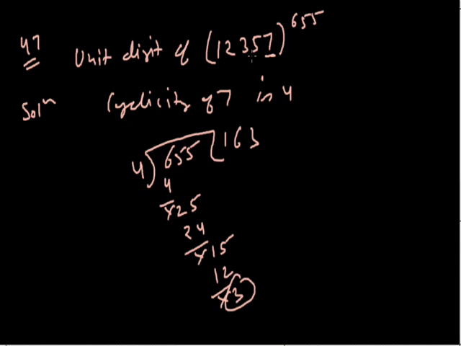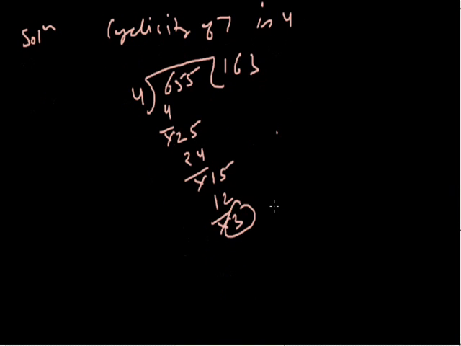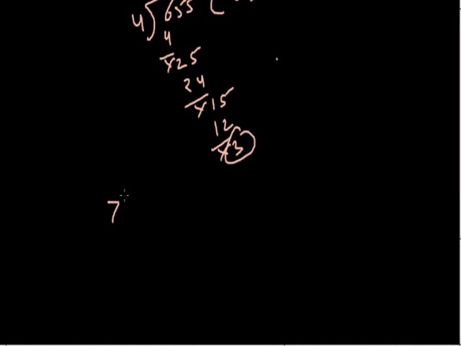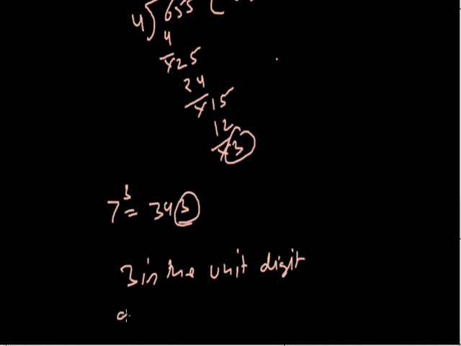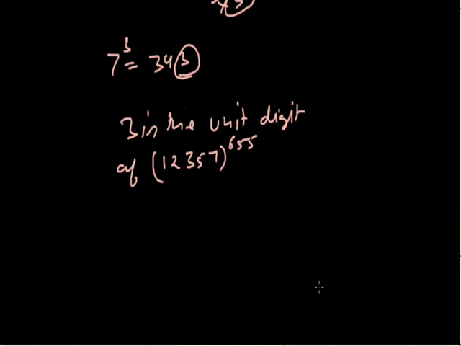So the unit digit of this number should be equal to the unit digit of 7 raised to the power 3, which comes to be 343. So 3 is the unit digit of 12357 raised to the power 655. So according to the options, option 2 is correct.